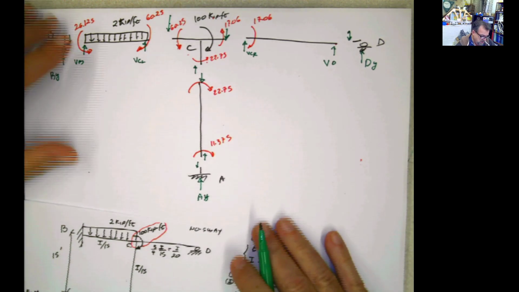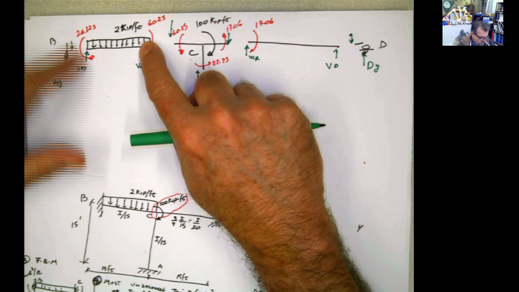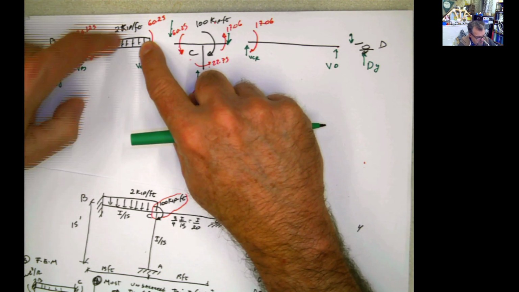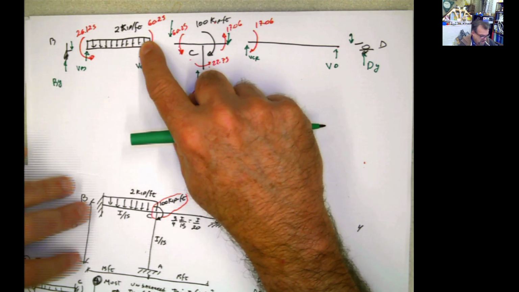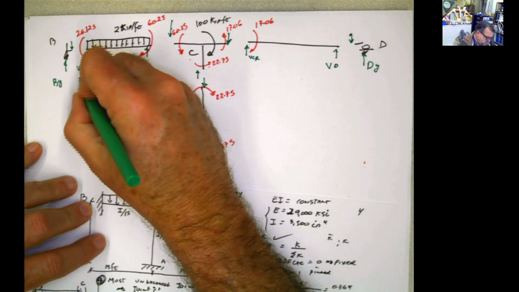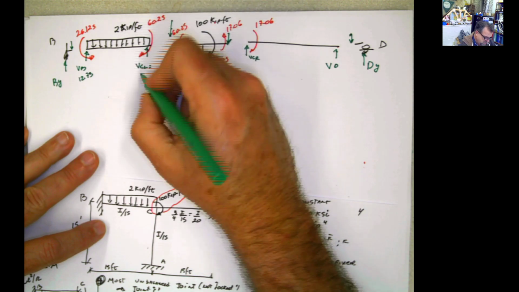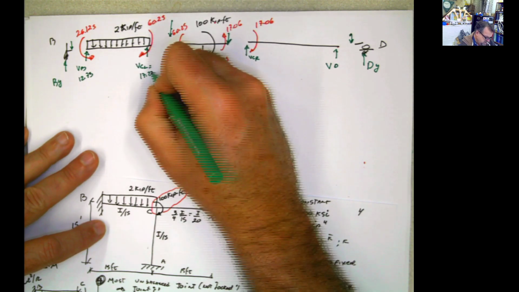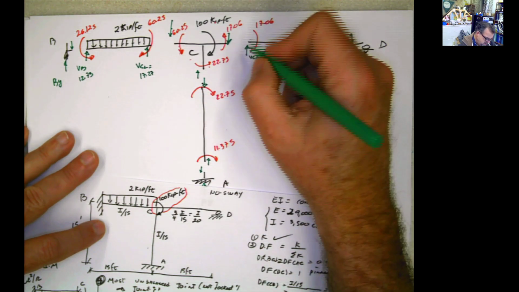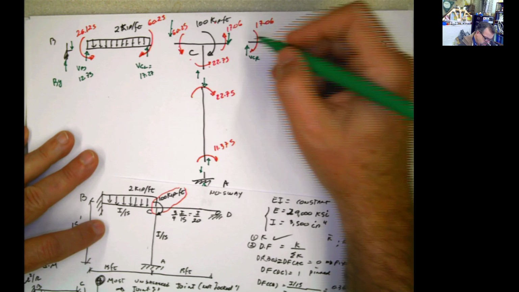How? I can start by doing, I don't know, summation of moments here. If I do summation of moments here at this point, then I have positive 26, negative VB times the distance, which is 15, plus 2 times 15 times 7.5 minus 60.25, and you can calculate that value of VB, which is 12.73. And then you can calculate this value also by summation of forces in Y, and that's 17.27, that value over there. And then this value here is 1.14.